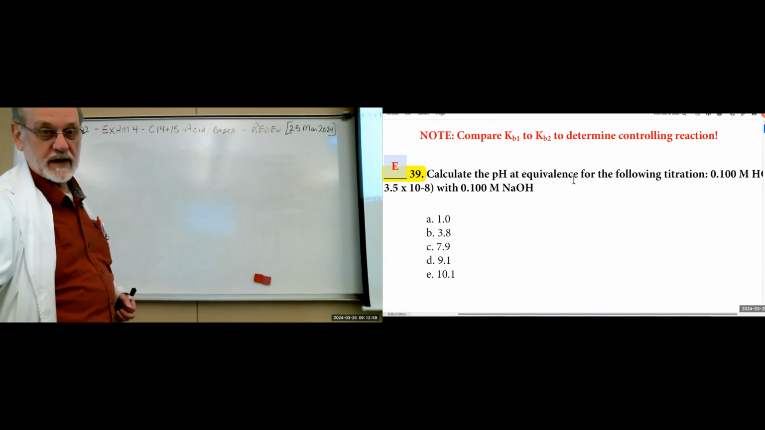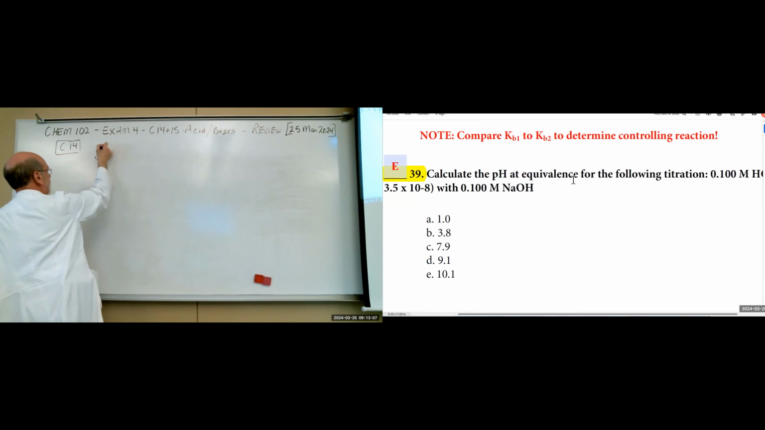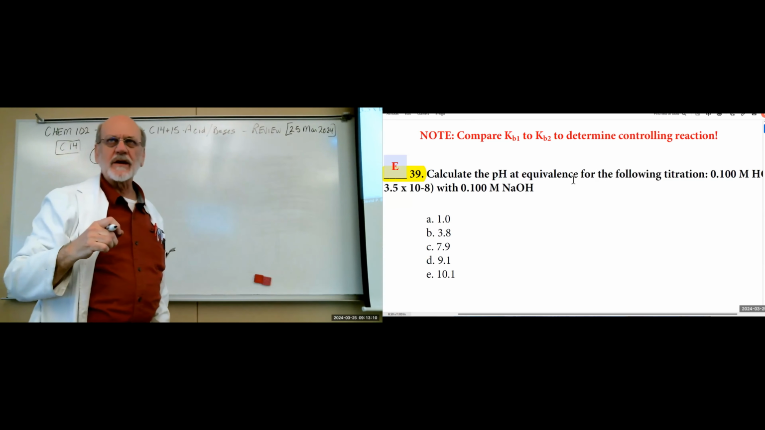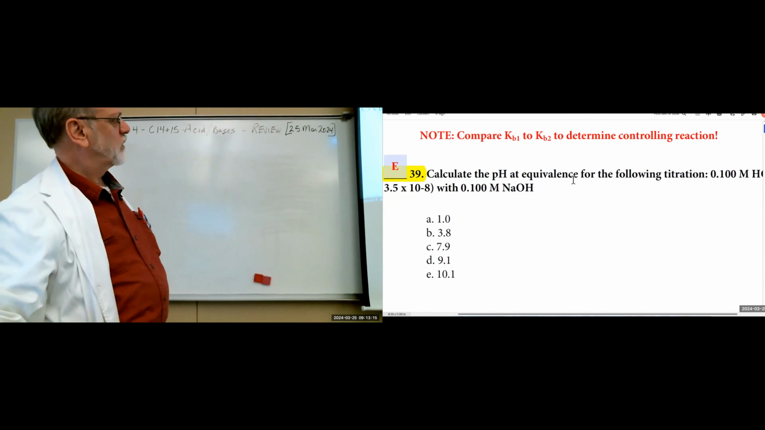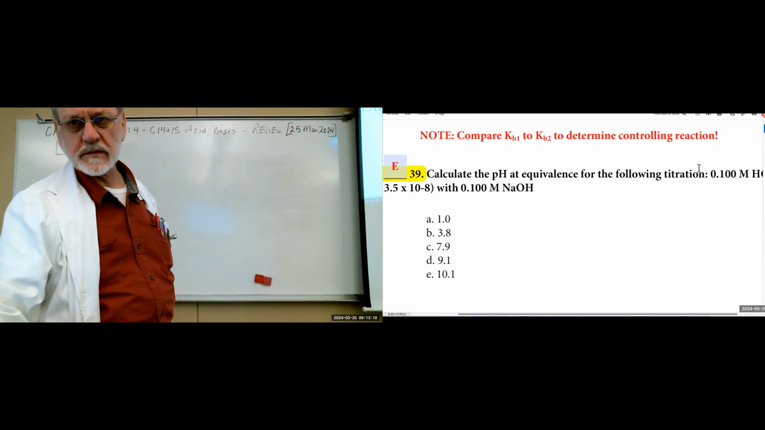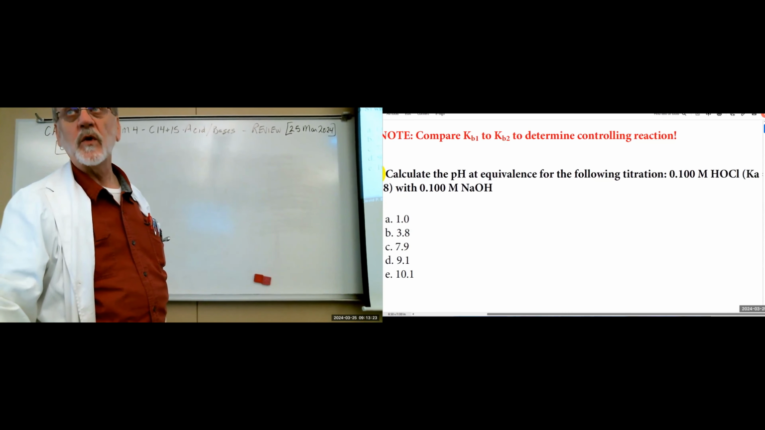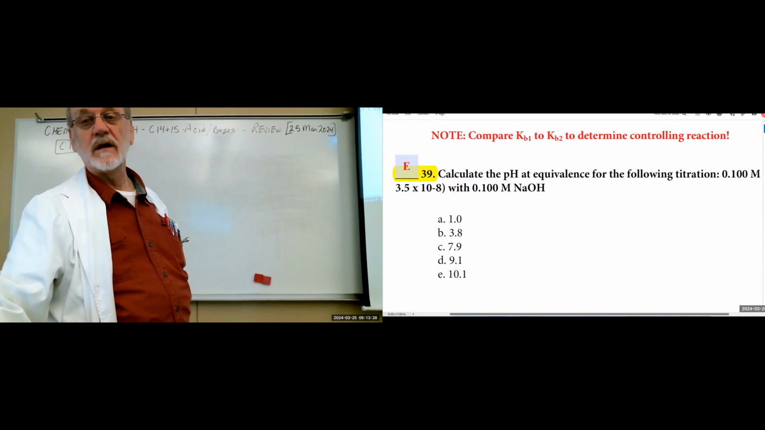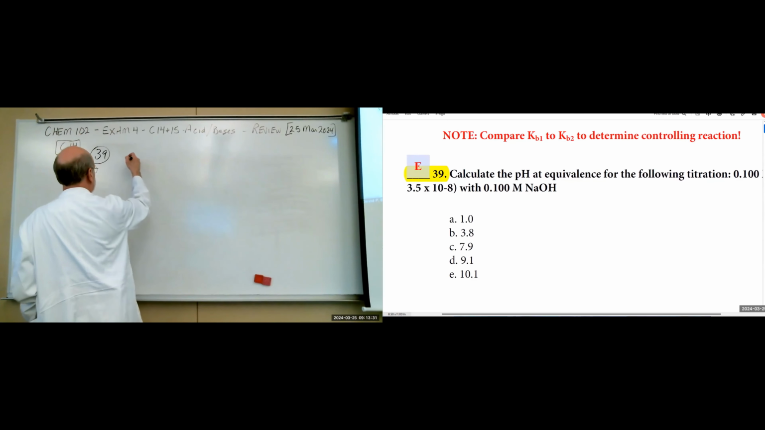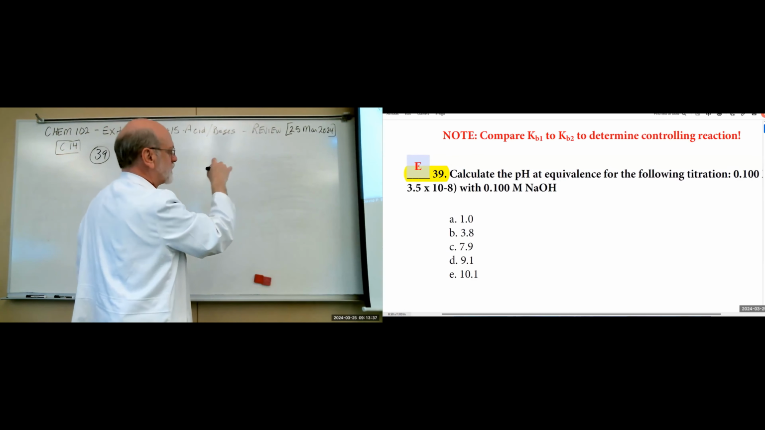Okay, 38, 39. Right. Calculate the pH at equivalence for the following titration. 0.1 molar, 0.1 molar. It's covered up. Okay, let me scoot it over a little bit. 0.1 molar HOCl. Okay. HOCl plus sodium hydroxide.